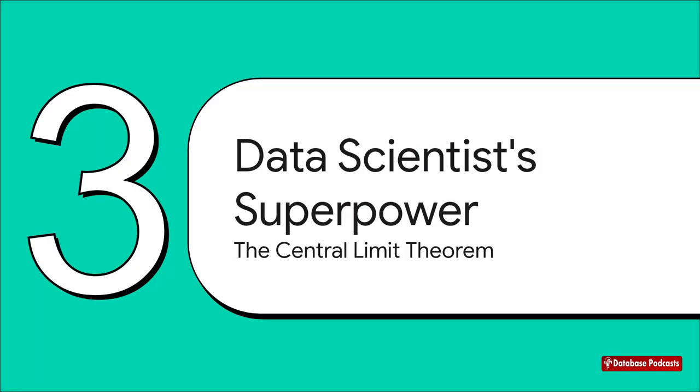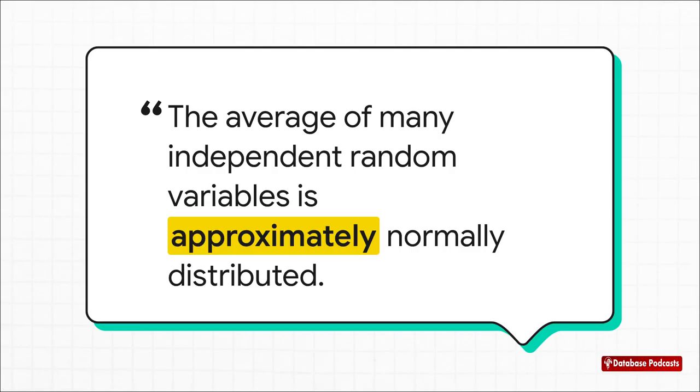And this is where we get to probably the single most important idea in all of statistics. I'm not kidding. I like to call it the data scientist's superpower, the central limit theorem. This is the magic bridge that connects that perfect world of theory to the messy world we actually live in. So here's the big idea behind the central limit theorem, or the CLT. It basically says that if you take the average of a bunch of random stuff, the distribution of those averages will start looking like a bell curve. And here's the kicker.